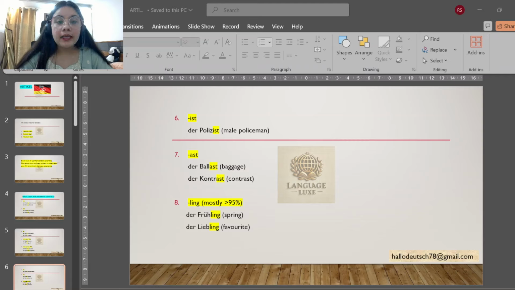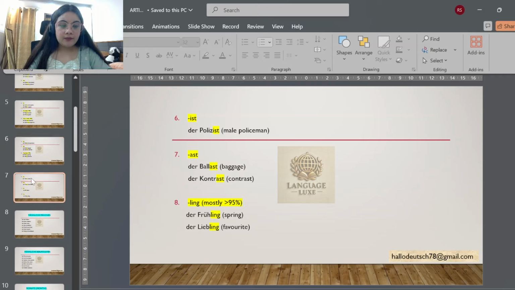Then comes -ling, L-I-N-G. Again, it is 95% likely that it will be masculine only. Der Frühling means spring season. L-I-N-G is coming at the end, so it will be masculine. Der Liebling is favorite. So Liebling, L-I-N-G, which is why it is der.